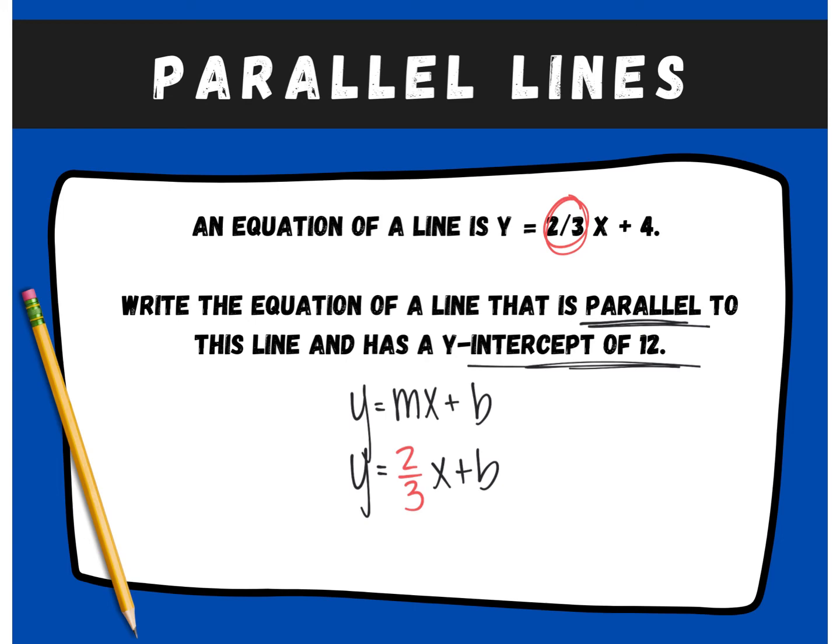Once I have that information, the only other piece I'm looking for is that y-intercept. And I've already been told it's 12. So when I write my final equation, I can just write y equals 2/3 x plus 12.